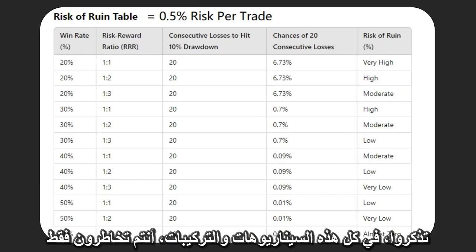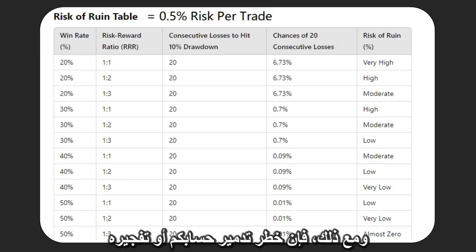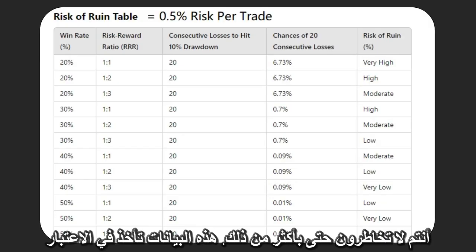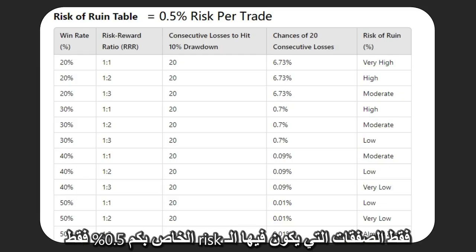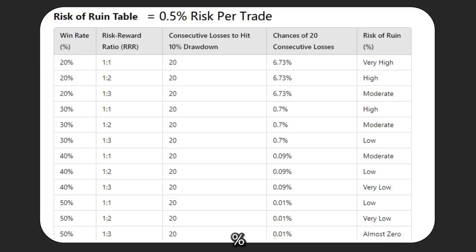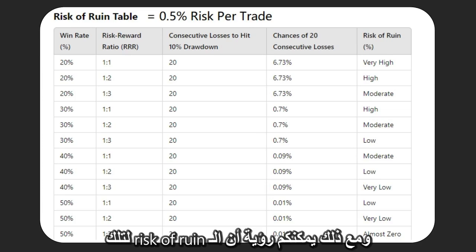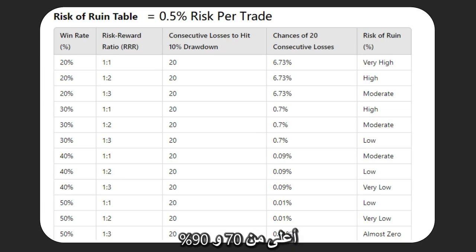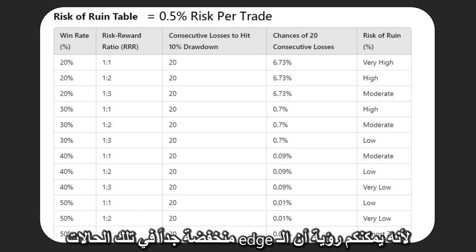Remember, in all of these scenarios you're risking only 0.5%, and still your risk of blowing up your account is that high. You're not even risking bigger than that, right? This data only considers trades where your risk is only 0.5%, and still you can see that your risk of ruin for those win rate and risk to reward combinations is higher than 70 and 90%, because the edge is pretty low in those cases.